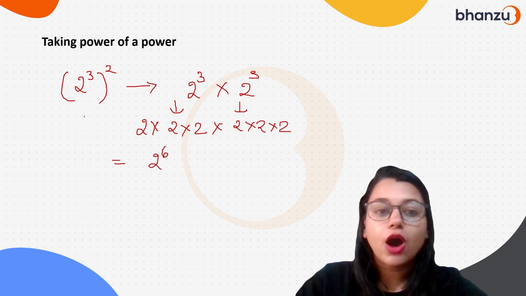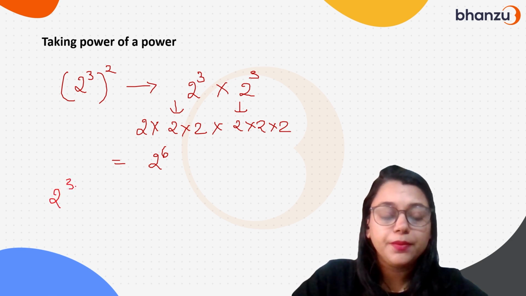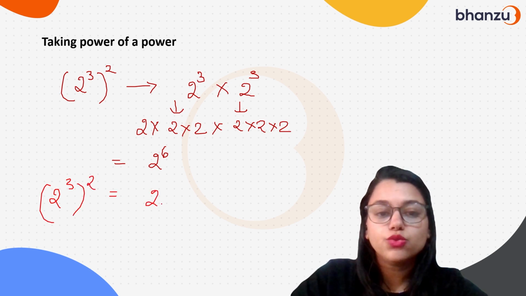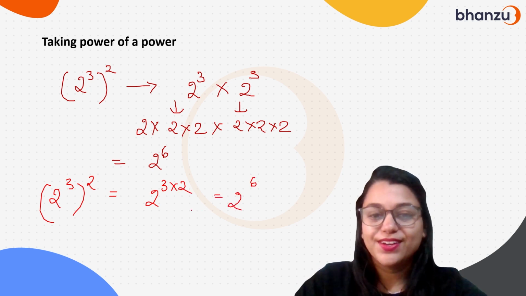Alright. So how can I write this? It can be further written as 2 raised to the power 3 whole squared can be written as 2 raised to the power 3 into 2, and that is equal to 2 raised to the power 6. Alright.